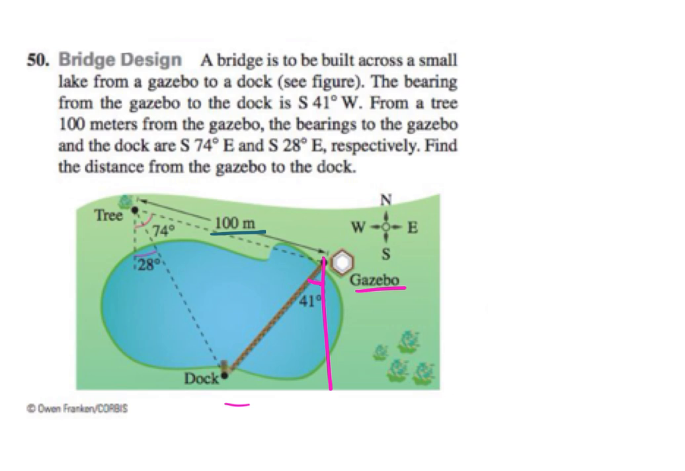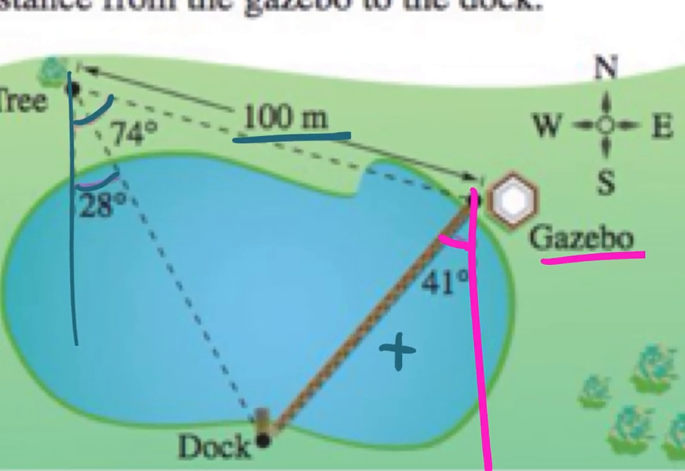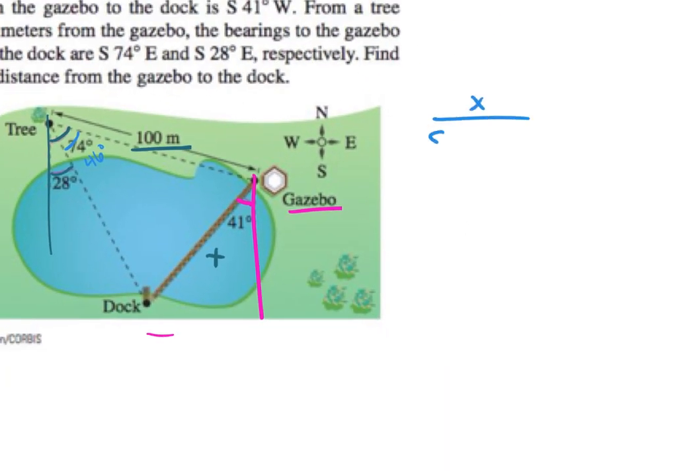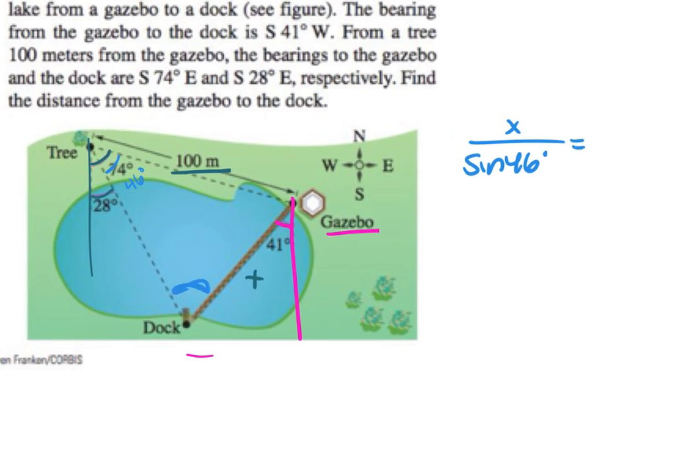And the tree to the dock are the southeast 28 degrees. So from the tree to the gazebo was 74, and from the tree to the dock was 28. So if I want to find the distance from the gazebo to the dock, I'm looking at this side. In order to find this angle, I'd have to do 74 minus 28. So this is 46 degrees. And then that's the ratio of that side. It would be x over the sine of 46 degrees. Now I have to find this angle here, okay, because this is the only measurement you have.